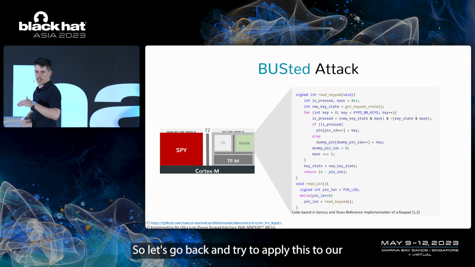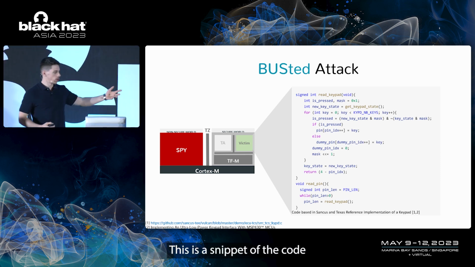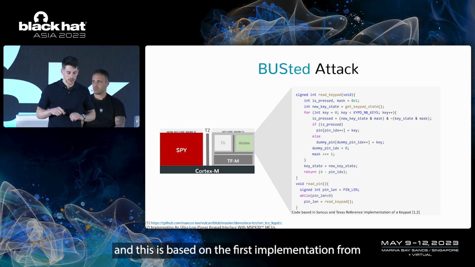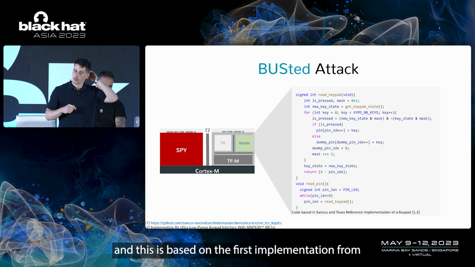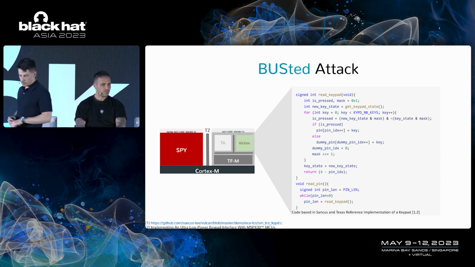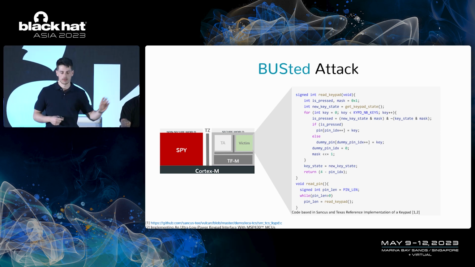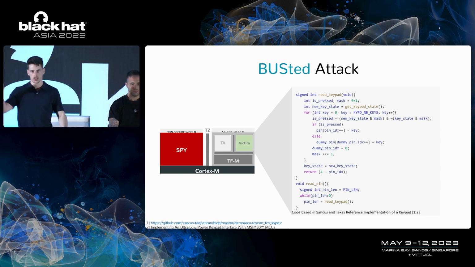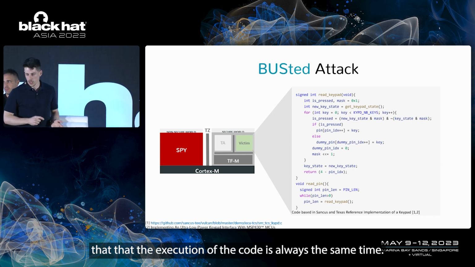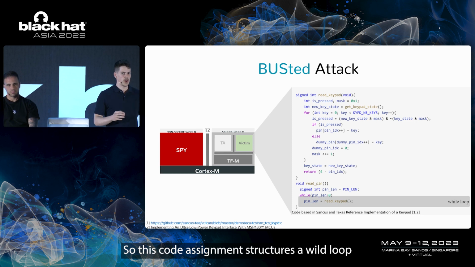So let's go back and try to apply this to our use case attack. This is a snippet of the code that is vulnerable in the application. And this is based on the reference implementation from Texas Instruments to interface a trusted keypad. And it is balanced and hardened against timing attacks. So there are some dummy operations that guarantee that the execution of the code always takes the same time. This code has five main structures.